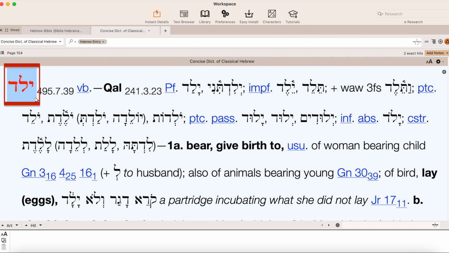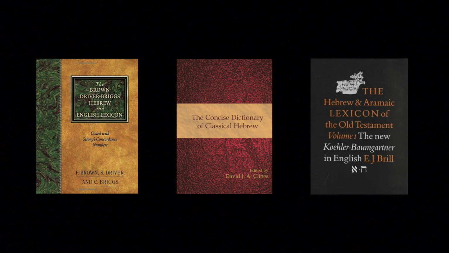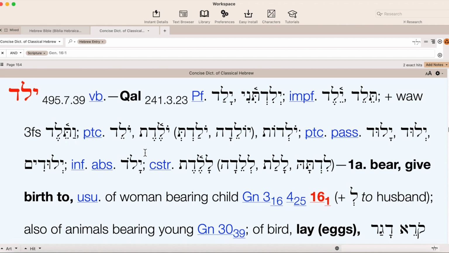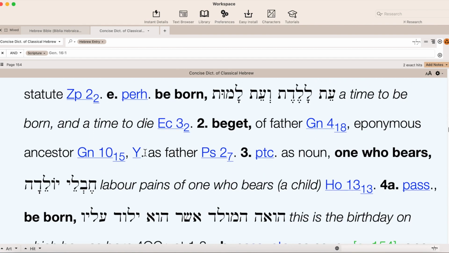Today we are looking at the verb Yalad, to give birth, Yud Lamed Daled, in the Concise Dictionary of Classical Hebrew. This is a good dictionary for beginners, but really you can use any dictionary, the same principles will apply. And what we can see here is there's a lot of Hebrew, there's a lot of English, and the entry is segmented into different parts, and this can be somewhat confusing.